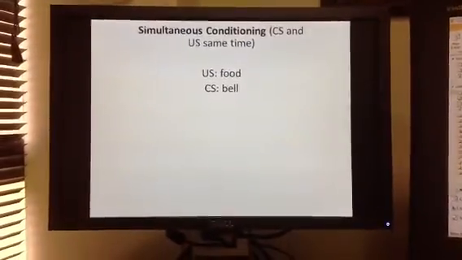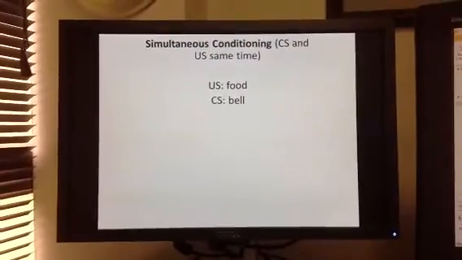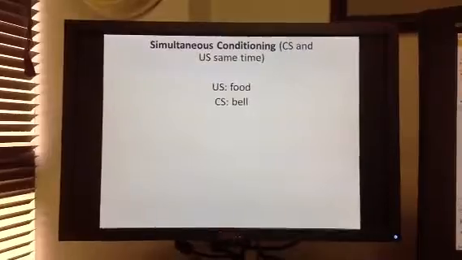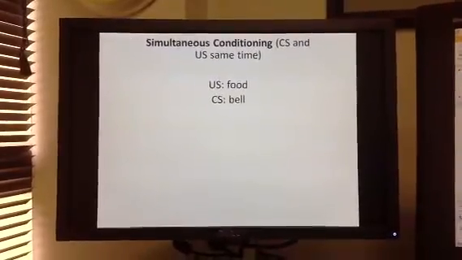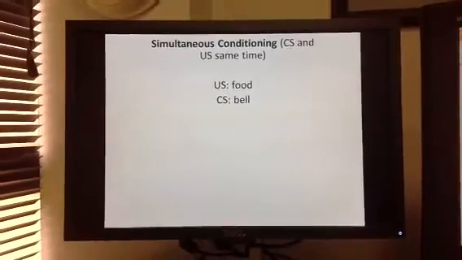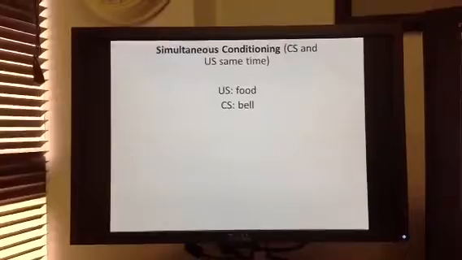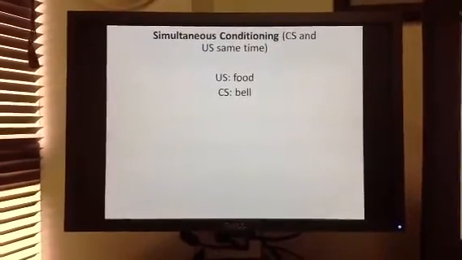Going to discuss the 5 different timing techniques in classical conditioning. The first one we call simultaneous conditioning. This is where your conditioned stimulus and your unconditioned stimulus are presented at the exact same time, hence simultaneous conditioning.